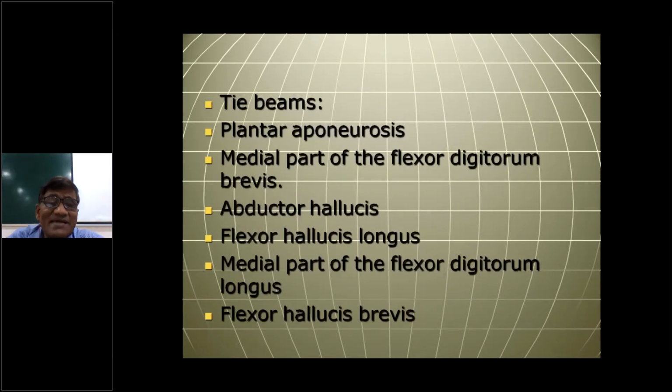So let us enumerate again the tie beams. Plantar aponeurosis, of course, middle half only. Similarly, the middle part of the flexor digitorum brevis, first layer. Abductor hallucis, first layer. Flexor hallucis longus, second layer. Similarly, flexor hallucis longus is total anyway. Middle part of the flexor digitorum longus, and then flexor hallucis brevis of the third layer. All these act as tie beams. So tremendous supports for the medial longitudinal arch.